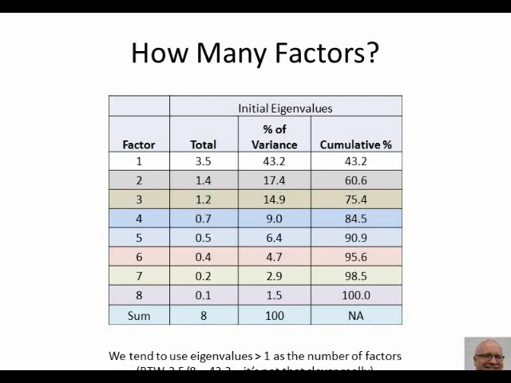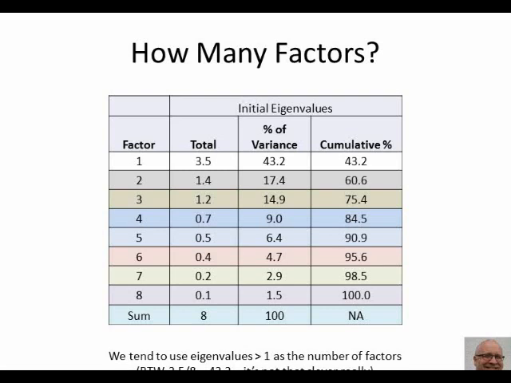So all the information that would contain on 140 countries across 8 attributes can actually be represented by one underlying concept, 43% of it. If we add in a second factor, well, that second factor would have an eigenvalue of 1.4, and I'm coming back to what the eigenvalues are in a moment. And it adds another 17% of variance. So if we just use 2 factors, we'd be accounting for just under 61% of all the information in the original data. If we go to 3, we'd be accounting for just over 75% of all the information.